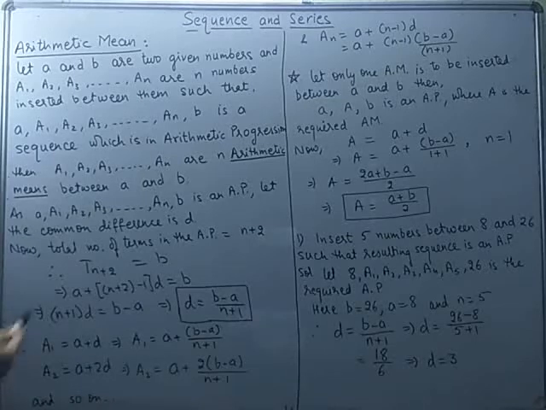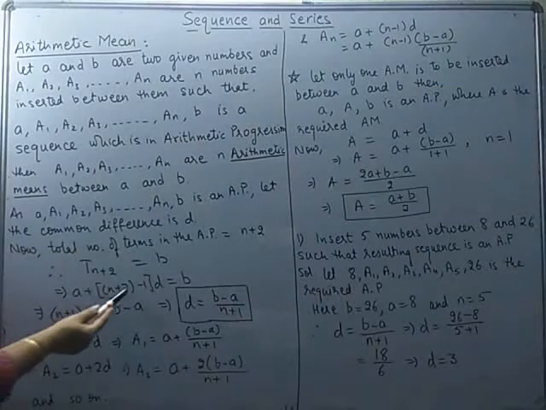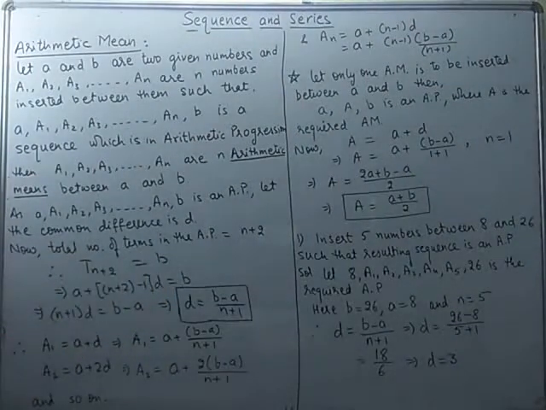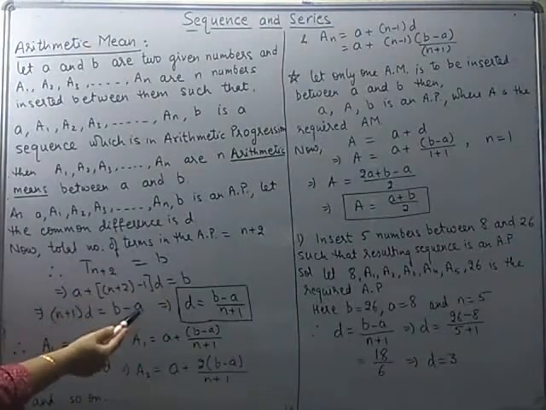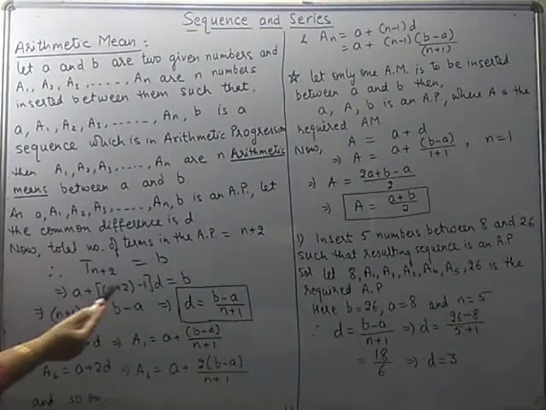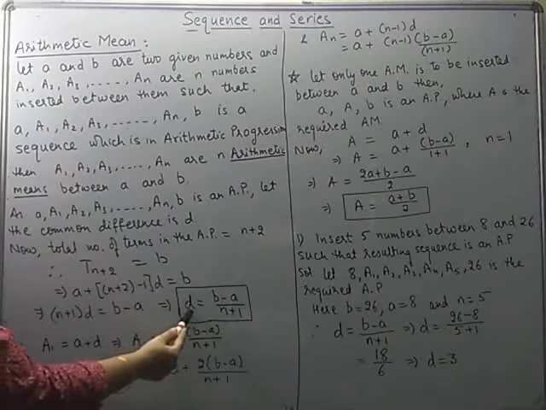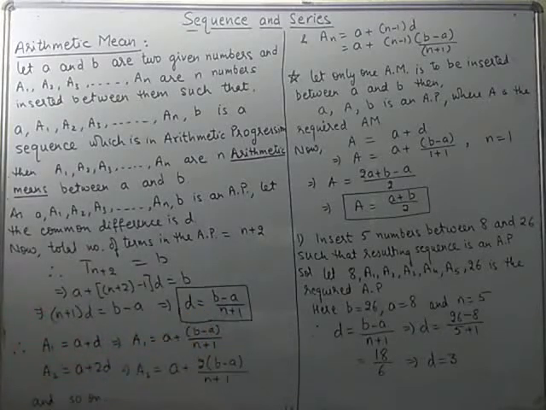Now using the formula for the general term, T n plus 2 can be written as A plus (n plus 2 minus 1) into D, which is equal to B. A we can shift to the right side. We can simplify: 2 minus 1 becomes plus 1. So it is (n plus 1) multiplying D, which is equal to B minus A. Hence D can be obtained as (B minus A) over (n plus 1). Now the common difference is known to us.